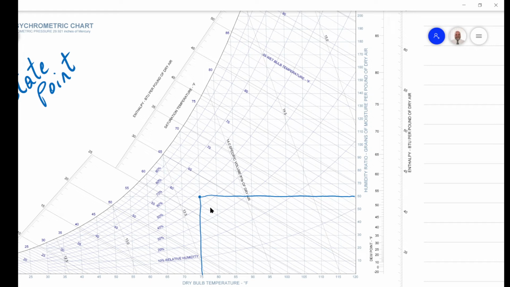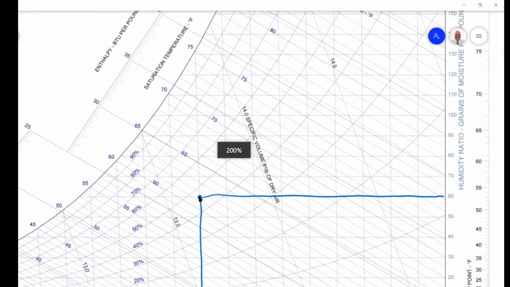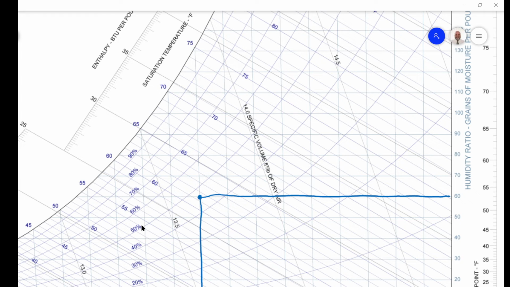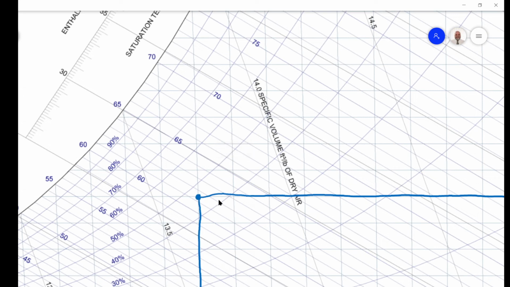Well, as I said, there are other measurements that you can derive once you have identified that state point. For example, in this case, if we look at the point itself, we can see that it is between 50% relative humidity and 40% relative humidity. It's a little bit closer to 50%. So if you wish, you can say this point has a relative humidity of 46%.